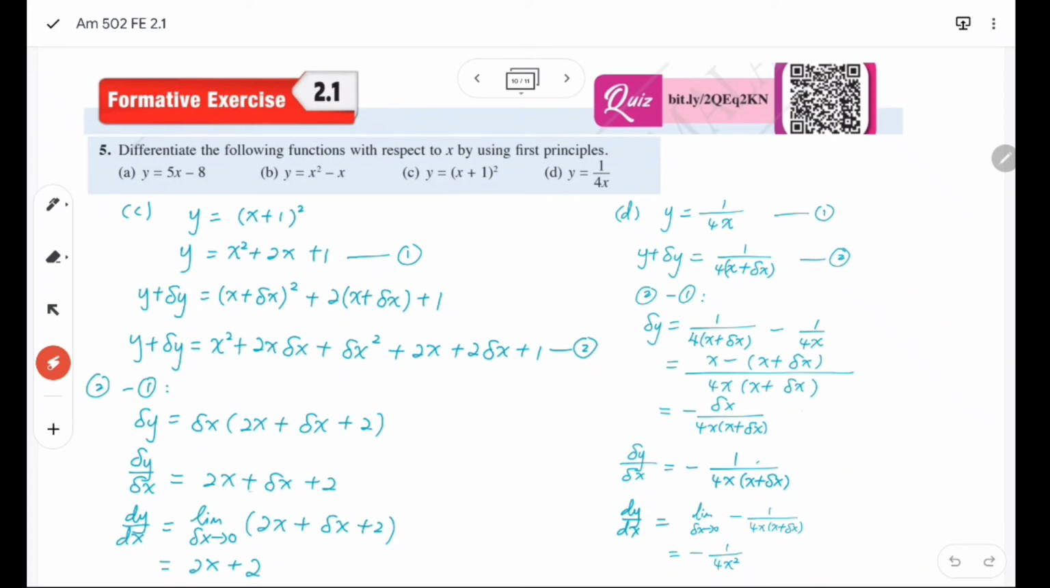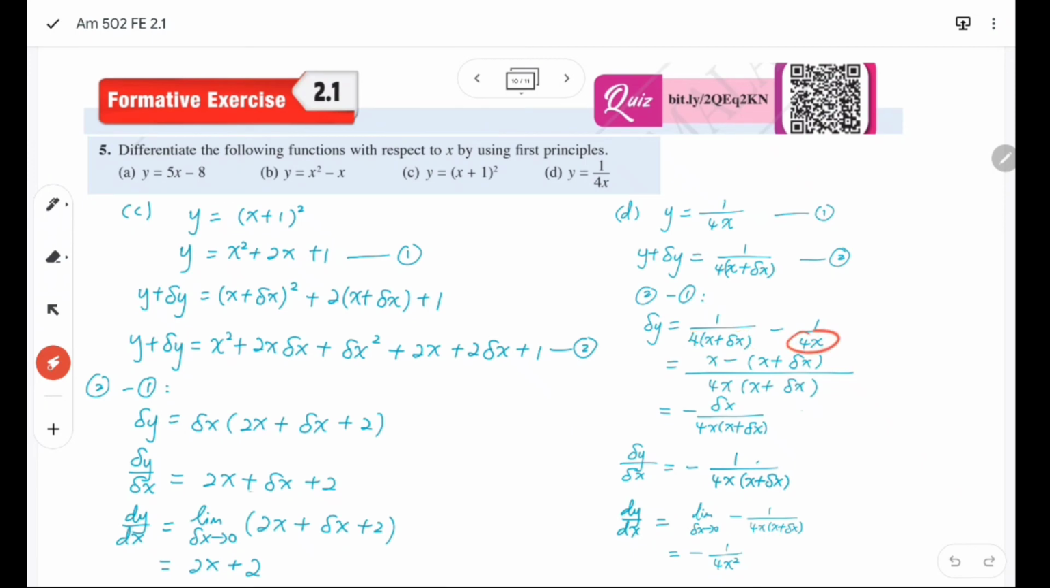D. For a reciprocal function, y equals 1 over 4x. So the second point will be y plus del y equals 1 over 4 times x plus del x. Then, second equation minus the first equation, so y minus y is 0, we are left with only del y on the left. Then we have fraction minus fraction. Okay, no worry about the fraction minus fraction. When we see fraction minus fraction, always go back to basics.